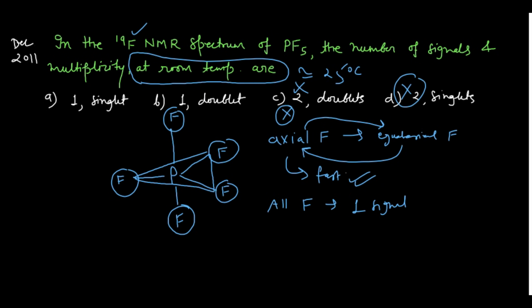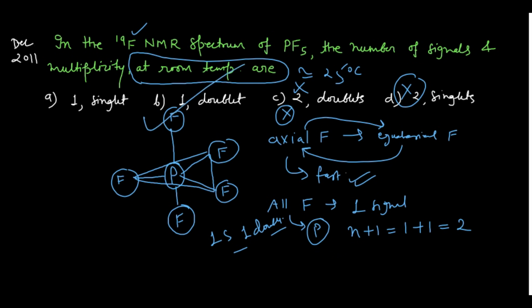Now you see here, like fluorine, phosphorus is also NMR active. So all the 5 fluorines which are present here would be split by the one phosphorus present in it, that is n plus 1, that will give you 1 plus 1 equals 2. So in the fluorine NMR spectrum of PF5, you will get one signal and one doublet. Okay, one signal and one doublet. So option B is the correct one. So this is how you can understand this problem.